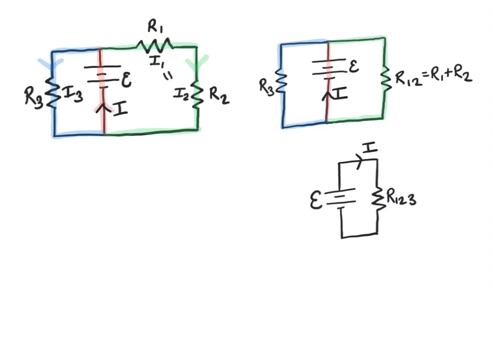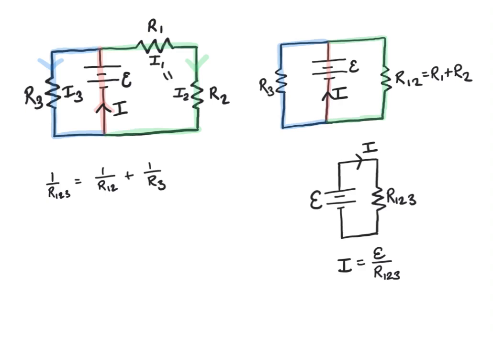I can find the current because I know that the current through the circuit, using Ohm's law, is going to be equal to the voltage provided by the battery divided by the resistance of the circuit, which is R123. Now, how do I find R123? I know how to find R12 because R1 and R2 are in series with each other, and series resistors simply add up. But I also know how to find R123 because R123 is the equivalent resistance of the resistor R12 that's in parallel with the resistor R3. And so I know how to find the equivalent resistance of parallel resistors.